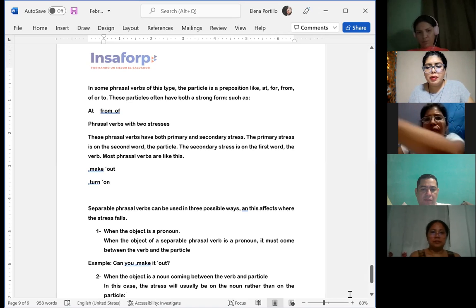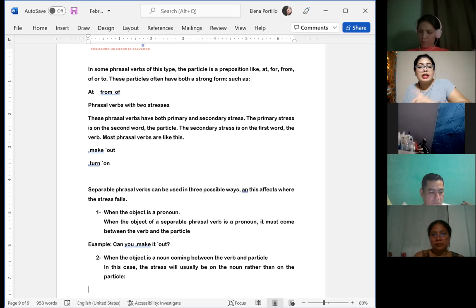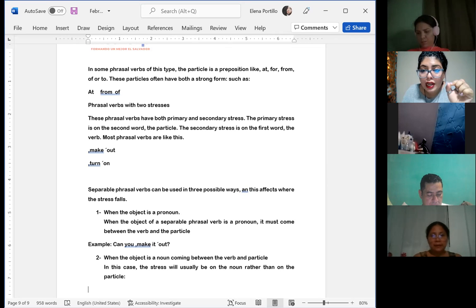We can say, oh, but in this case, number one and number two, it's almost the same. But if you read carefully the number one and number two, they are really, really different. Why? In the number one, it says, when the object is a pronoun, it must come between the verb and the particle. But in the second one, it says, when the object is a noun coming between the verb and a particle, the stress will usually be on the noun rather than on the particle.